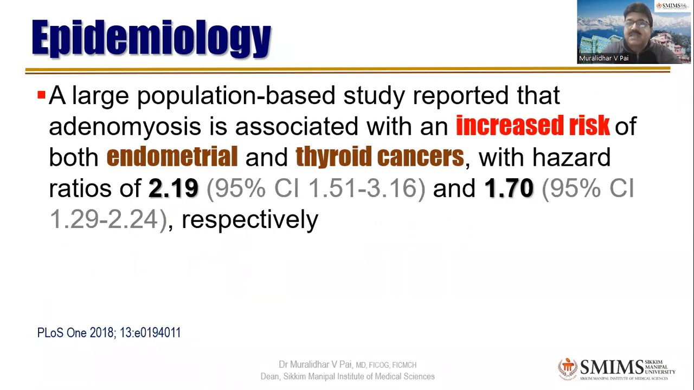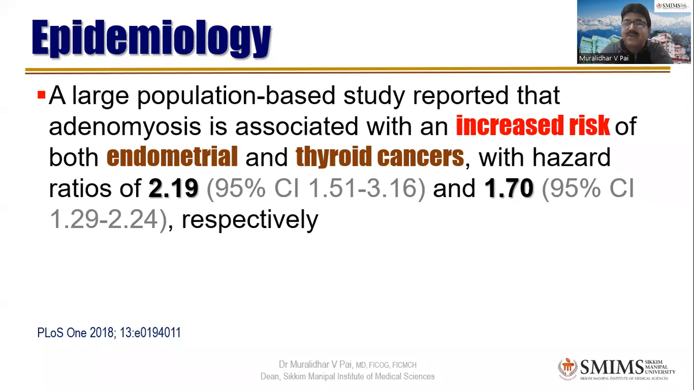A large population-based study reported that adenomyosis is associated with an increased risk of both endometrial and thyroid cancer, with hazard ratios of 2.19 and 1.7 respectively. So this is a very important slide and statement. What it means is that, you know, for a long time, there was a debate about where to place endometriosis, whether it is an infection, whether it is cancer, because it shows some nature of cancer. What is that? One of the theories behind endometriosis is the metastatic theory. That means from one place, the cells migrate to another place, either through vascular channels or through lymphatic channels, and they get established there and they grow there. So that nature is of cancer.